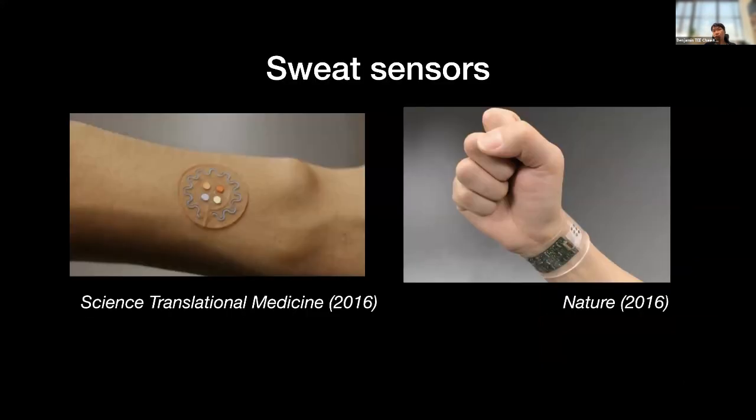We can use electronics that can, in this case, flex and wrap around surfaces, or you can use devices that can stretch, like the ones I've shown earlier, to put on skin, right? And you can have different kinds of output. It can be color change, or it can be electronic. Now, with electronic sensors, you're able to get a higher resolution type of data, right?